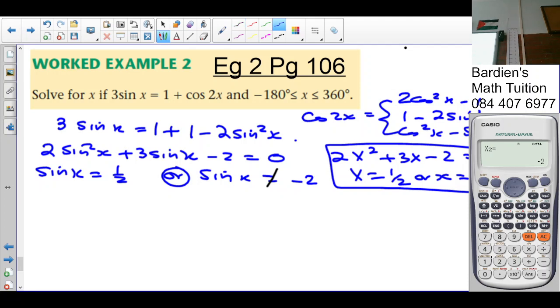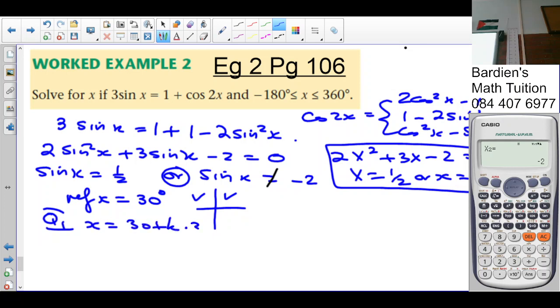However, sine of x equal to half, we have a reference here. Reference x is equal to, that's again a special angle. So sine of 30 is what? Half. So then x has to be 30 degrees. So, the question that comes to mind is in which quadrant is sine positive? 1 and 2. How do we get in quadrant 1? X is equal to 30 plus k times 360.